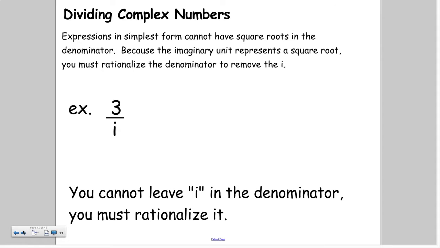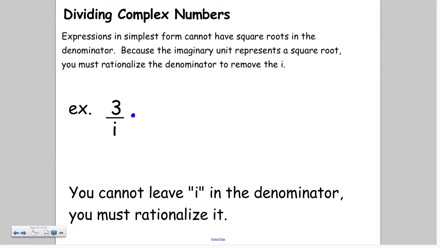The i for the imaginary number is the same thing as a square root. That's what it represents, because it's the square root of -1. I have to rationalize that denominator to get rid of it. For example, if I have 3 over i, I can't have the i in there. I've got to get rid of the i on the bottom. To do that, I'm going to multiply by something. To get the i out of the bottom, I've got to rationalize it.